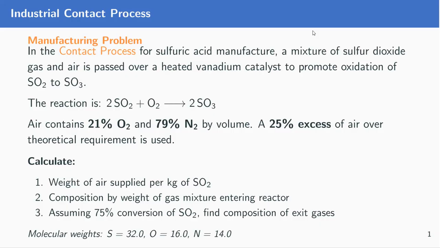We need to find first the weight of air per kilogram of SO2, second the composition of gas entering the reactor, third the exit gas composition assuming 75% conversion of SO2. Here the molecular weights are given: sulfur 32, oxygen 16 and nitrogen 14.